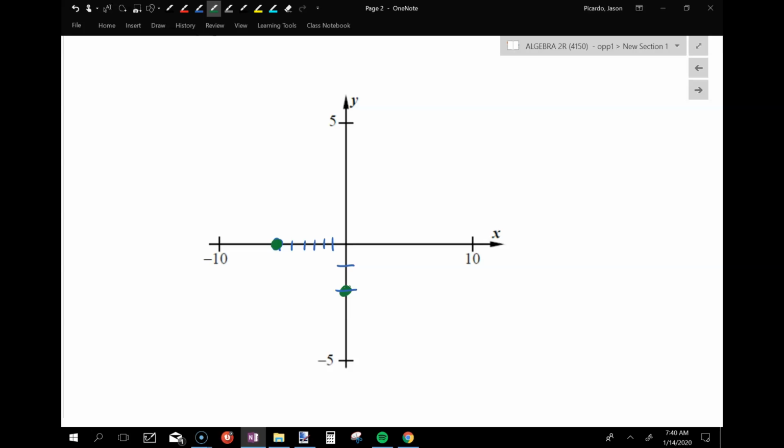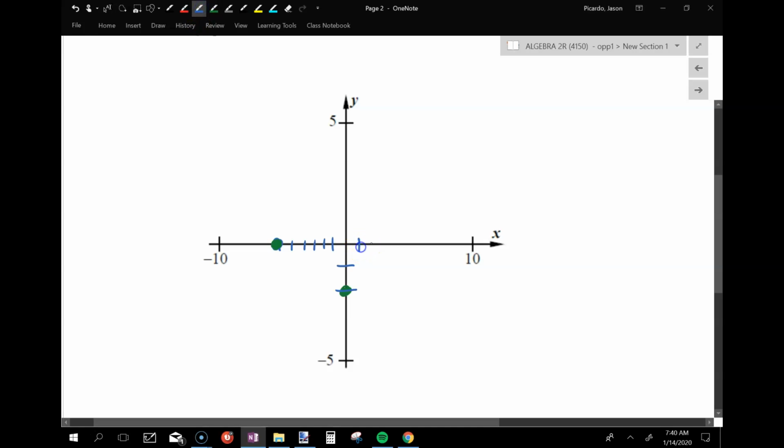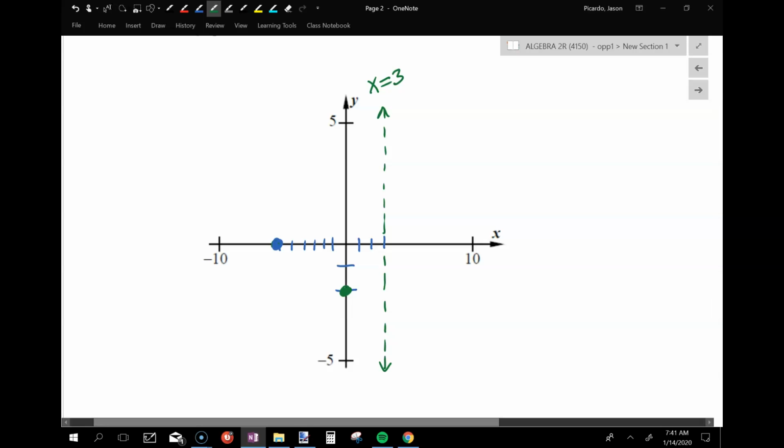At 3, right? At 3. So I'm going to go to 3. And the way that we're going to create this is we're simply going to draw a vertical dotted line. And what this is going to be is a boundary. That's your vertical asymptote, okay? That's your vertical asymptote.